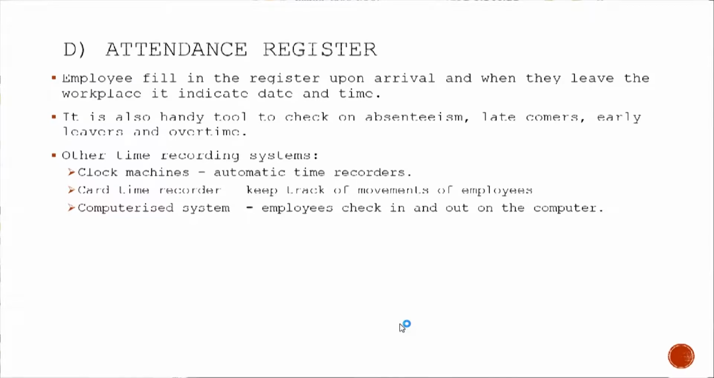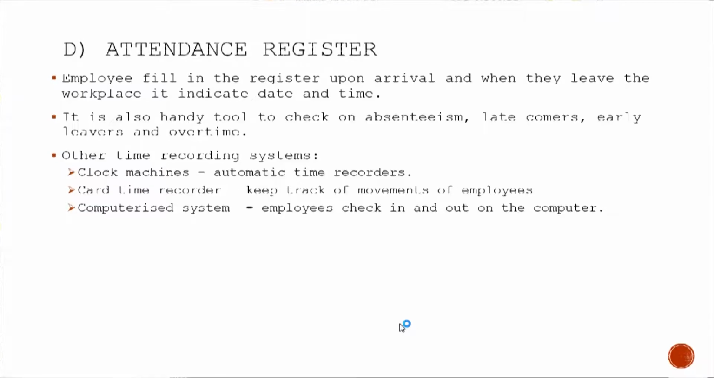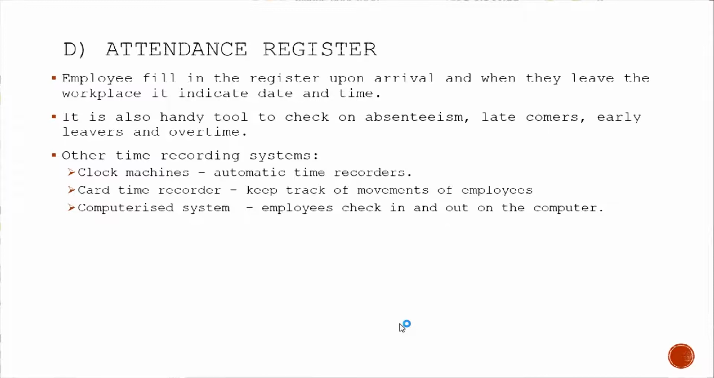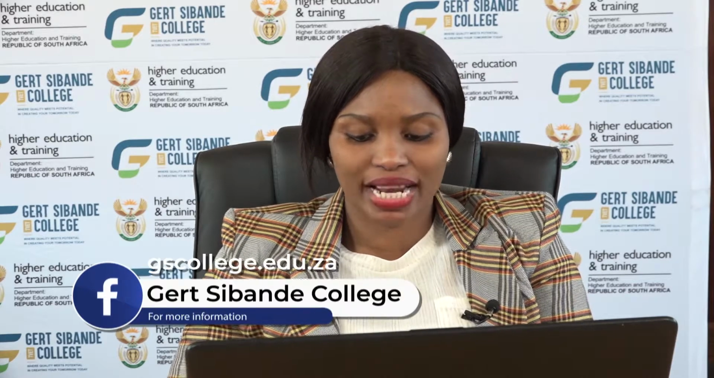We also have other time recording systems that we use in an organization. Firstly, we will talk about a clock machine, which is an automatic time recorder, and number 2, a card time recorder, which keeps track of the movements of the employees in the organization. We will also talk about the computerized system. It checks in and out, which means the employee checks in and out on the computer system in an organization.